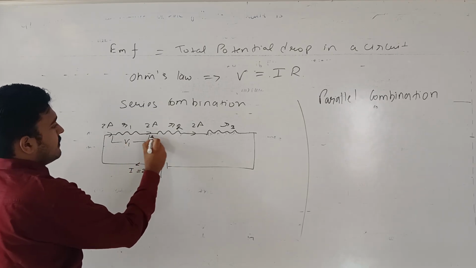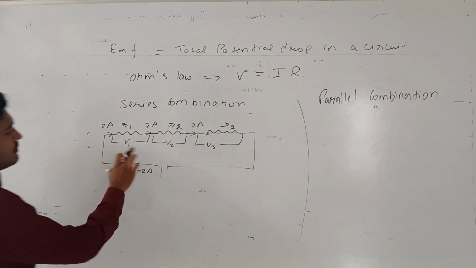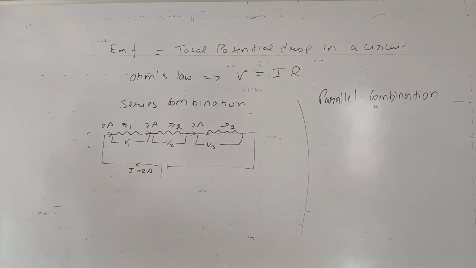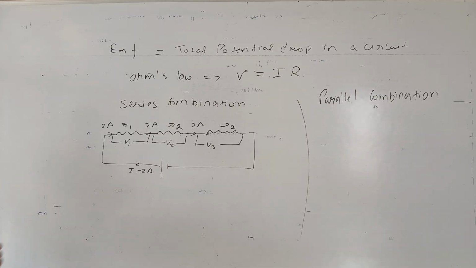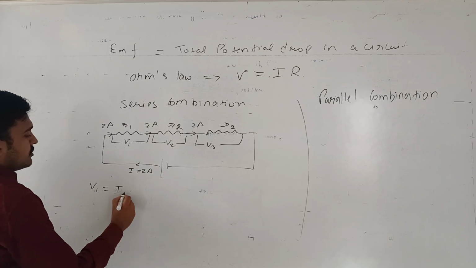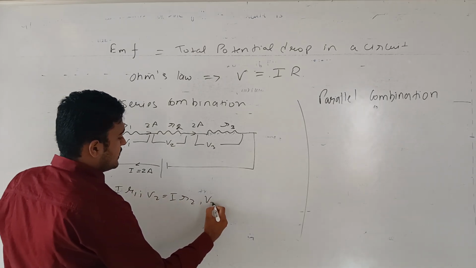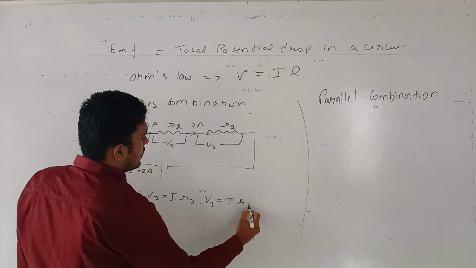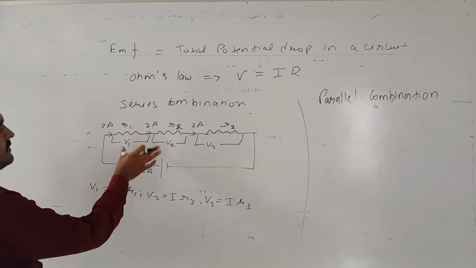Here it will be V1, here V2, V3. Potential difference across every resistance will be different. It will be equal to current times the resistance. So V1 will be equal to I into R1, V2 will be equal to I into R2, and V3 will be equal to I into R3. Then we have to find the total resistance, the equivalent resistance of this circuit.